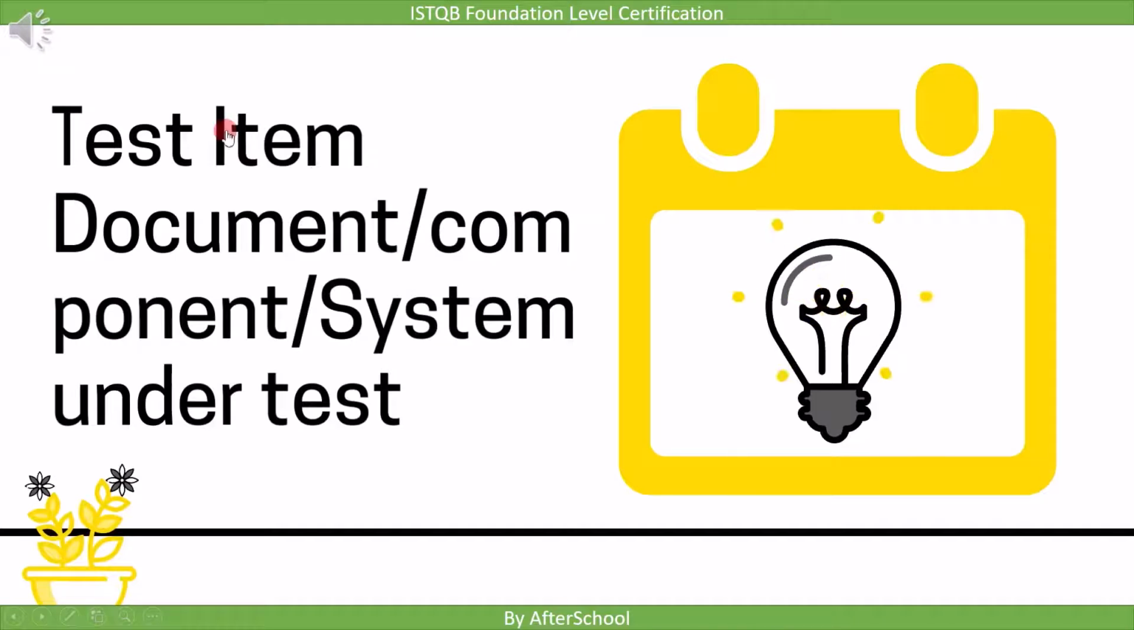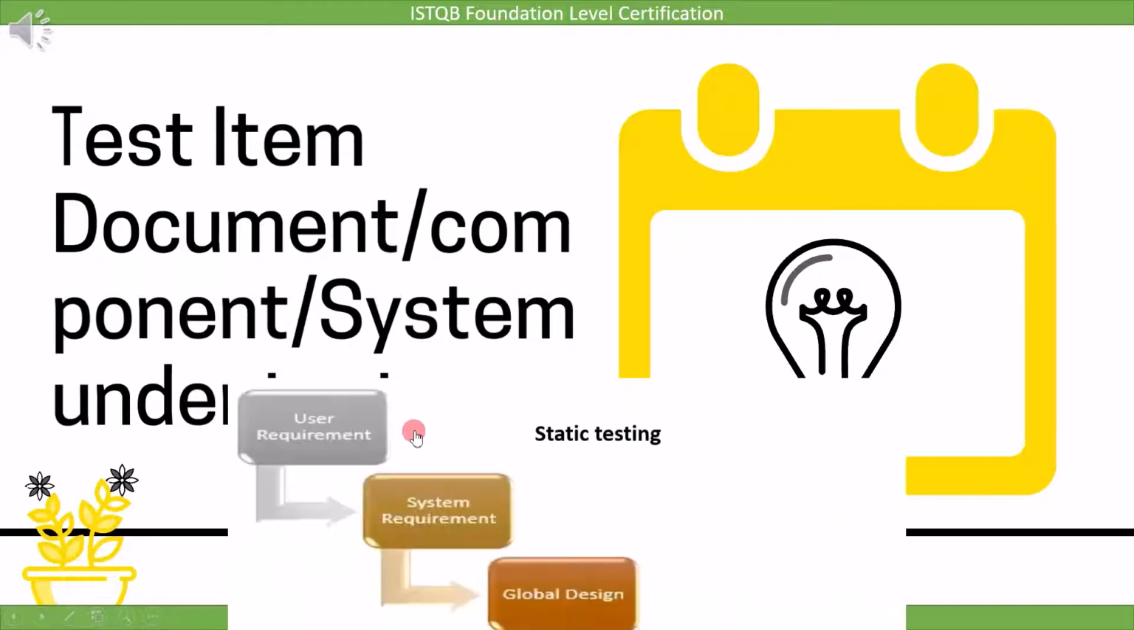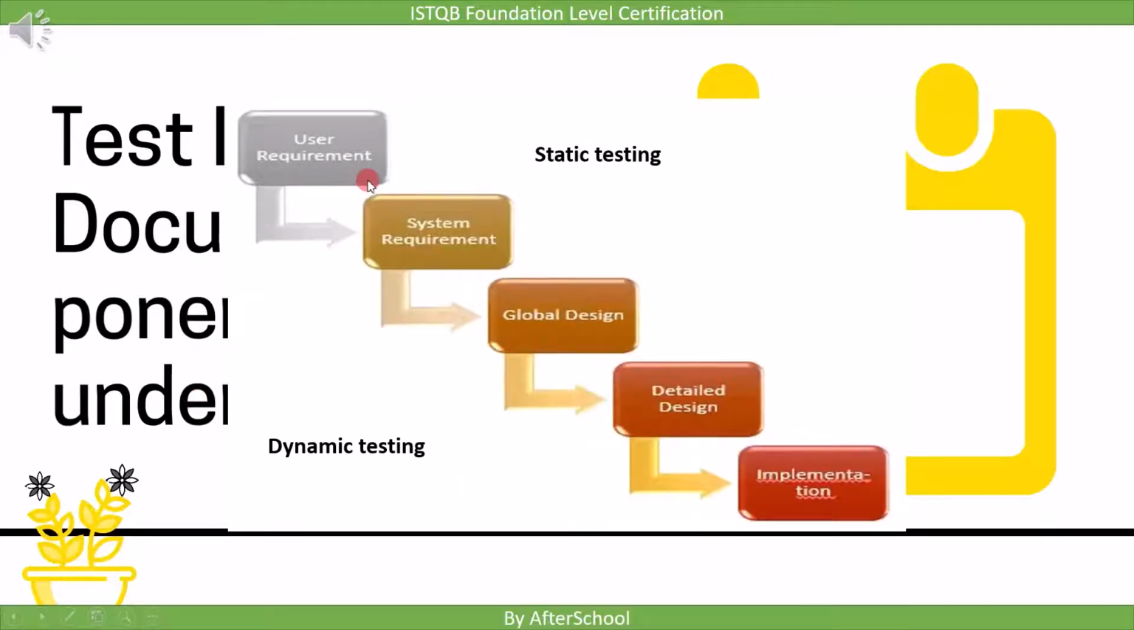Test item, which is also known as test object, is any document or component or system which is under test. Let's see the same example to understand this. In the requirement stage, requirement is work product. If this has to be reviewed, then requirement is referred to as test item.